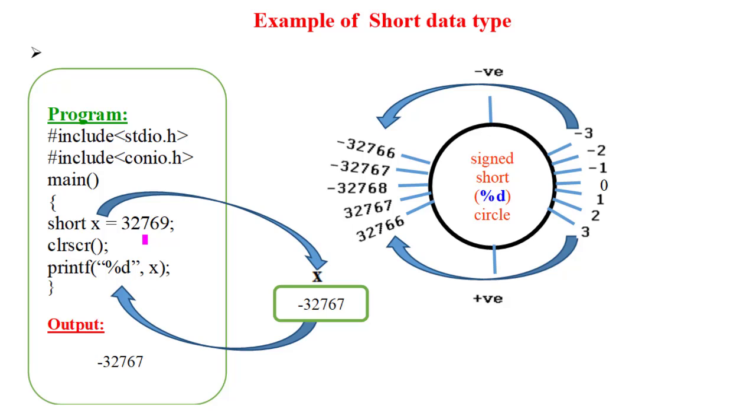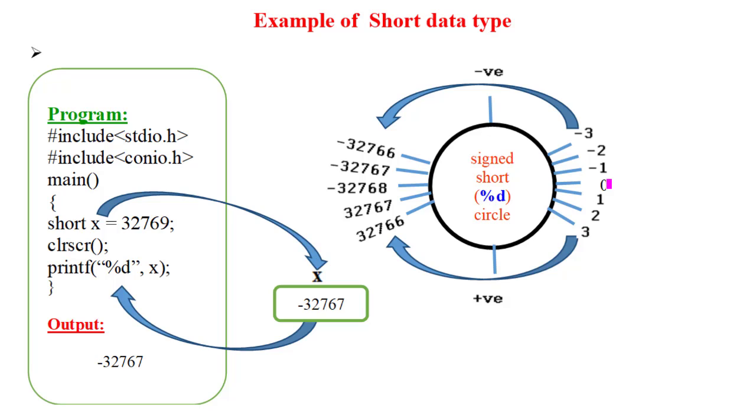For explanation of this, it is better to use the signed short integer circle. What is this circle? What is the range of signed short integer data? Signed short integer data has the range minus 32,768 to plus 32,767. So this whole data will be represented in a circle. It will start from 0, anti-clockwise will be counted as negative and clockwise as positive.